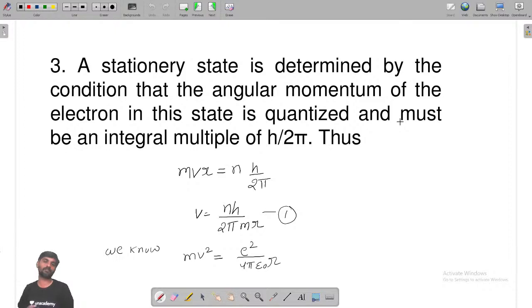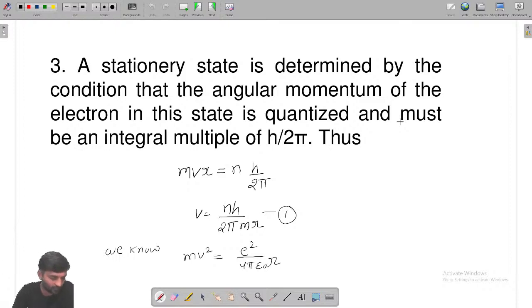And here comes the third point. What he is saying is, a stationary state is determined by the condition that the angular momentum of an electron, that is angular momentum mvr, is equal to an integral multiple of h by 2 pi. So mvr is going to be n into h by 2 pi.